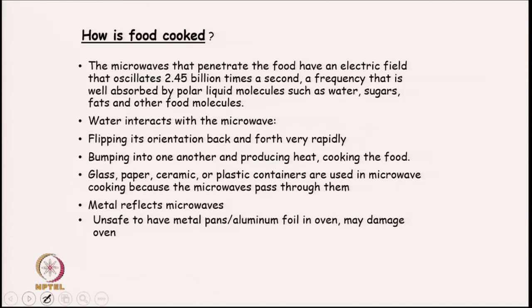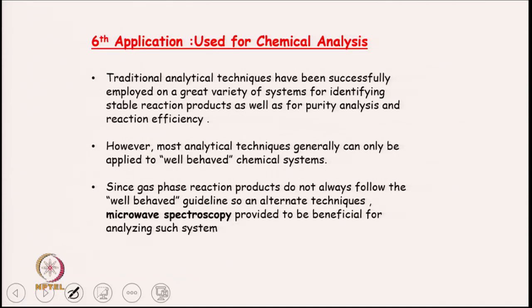the food. Glass, paper, ceramic or plastic containers are used in microwave cooking because the microwaves pass through them, but metal reflects microwaves, and that is why it is not safe to use metal pans or aluminum foil in the oven. It may even damage your microwave.